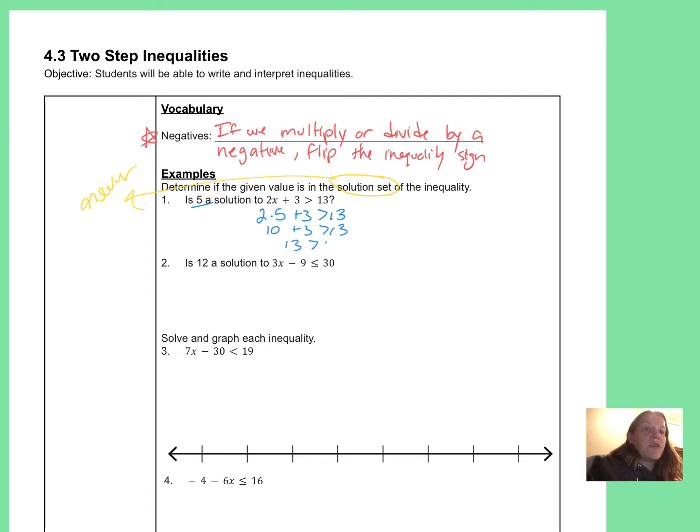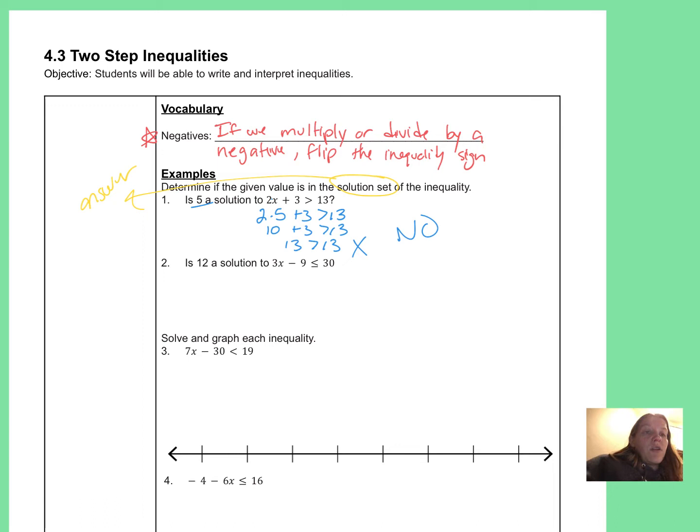So 13 greater than 13. Well, 13 is equal to 13. So if this had had that equal to sign underneath it, then it would have been okay. But 13 is not greater than 13. So this would be a no. That would not be a solution then.